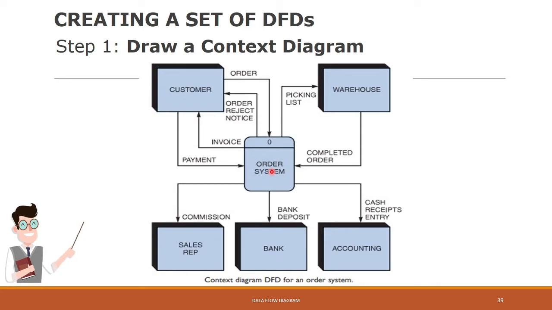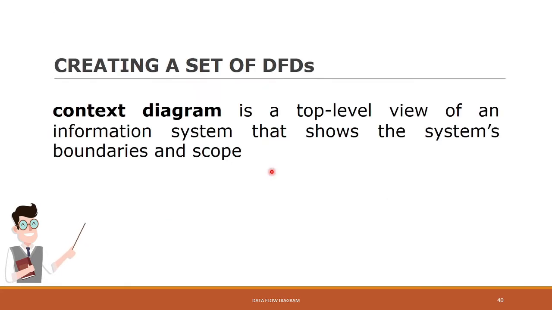Then let's move to the last topic, which is creating a set of data flow diagrams. So here are the steps in creating a set of data flow diagrams. The first step is to draw a context diagram. This is the first step in constructing a set of data flow diagrams. A context diagram is a top level view of an information system that shows the system boundaries and scope.